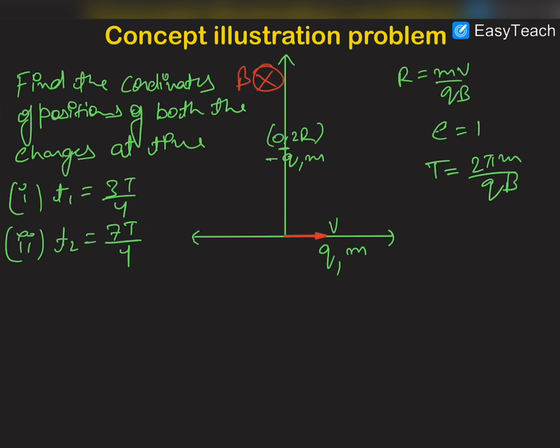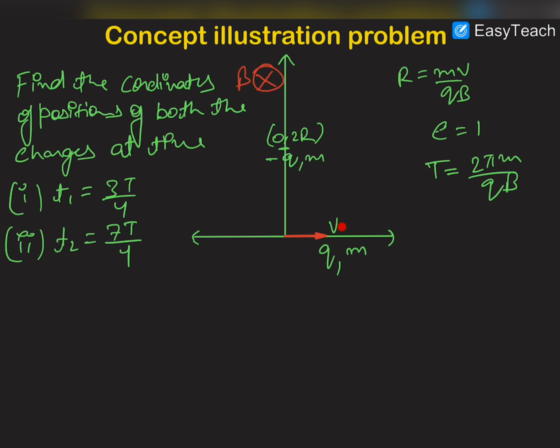This charge will obviously go in a circle because magnetic field is in the perpendicular plane of this screen, and this will go in a circle like that. This charge will strike this charge which is initially at rest at this position, and the collision will be elastic. Now elastic collision means that their velocity will be interchanged.